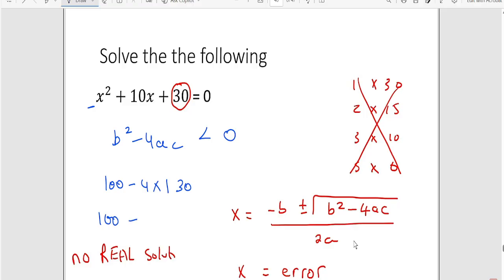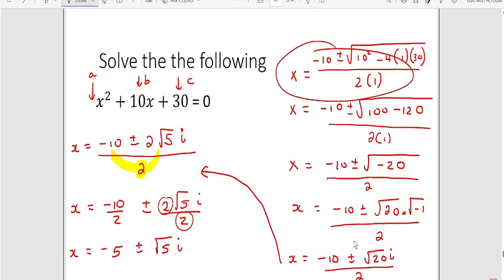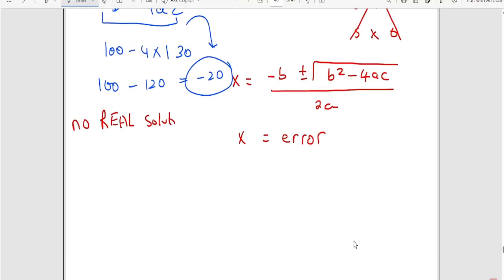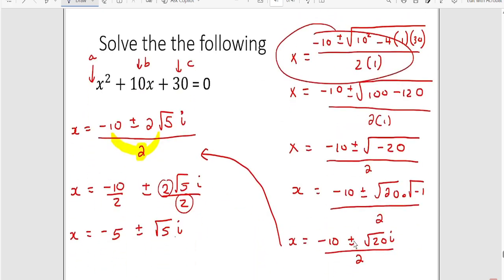So 100 minus 120 is going to give you negative 20. So b square minus 4ac is negative, less than 0. So there won't be any real solution. The solutions are going to be complex. So in that case, always use the quadratic formula. This is the quadratic formula, where a is the coefficient of x square, b is the coefficient of x, and c is the constant. So you can just plug these values in and find it.